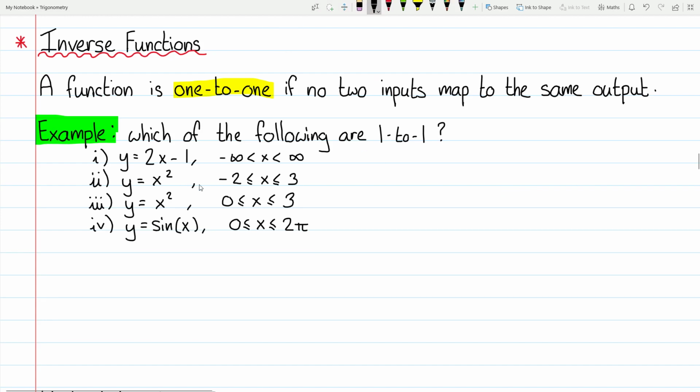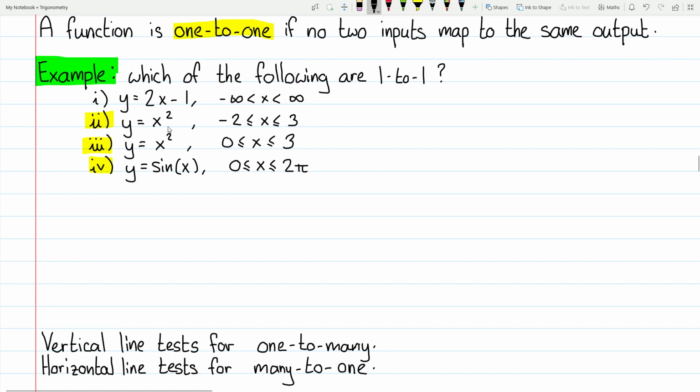So let's look at these functions. I'm only going to look at 2 and 3 just to save on time. I should probably look at 4 as well. So remember the graph which we drew for y equals x squared from negative 2 to 3. It looks something like this. So we want to decide whether this is a one-to-one function, or in other words, do two inputs map to the same output. Remember, the outputs are our y-axis, and our inputs are our x-axis.